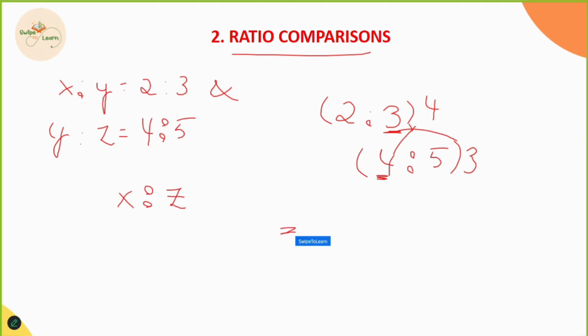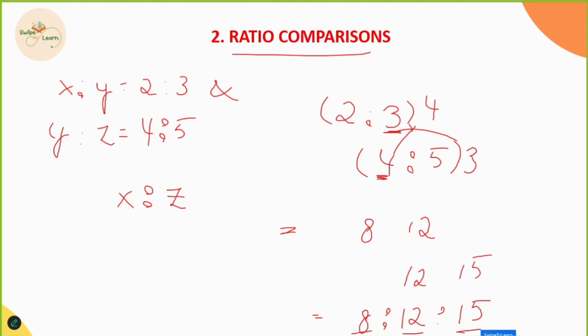So what we get: 4 2s are 8 and 4 3s are 12. Here 4 3s are 12 and 5 3s are 15. So which means 8 is to 12 is to 15. So this is x, this is y and this is z. Now we know x is to z ratio, which is 8 is to 15. So these are the questions which we face in ratio comparisons.